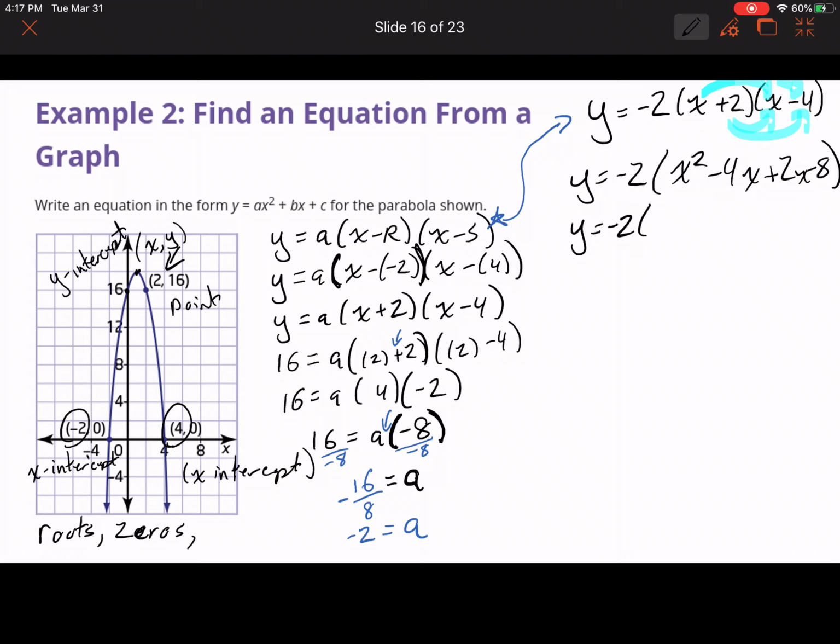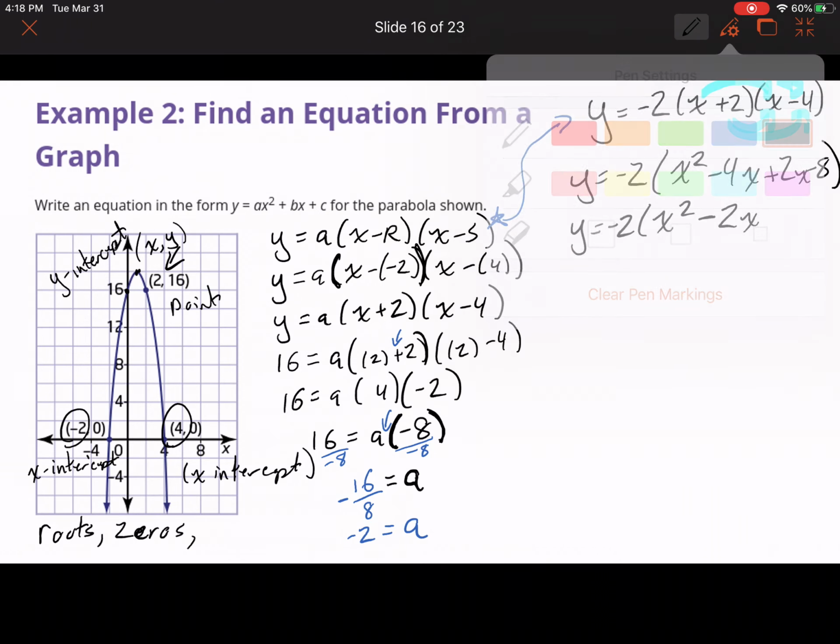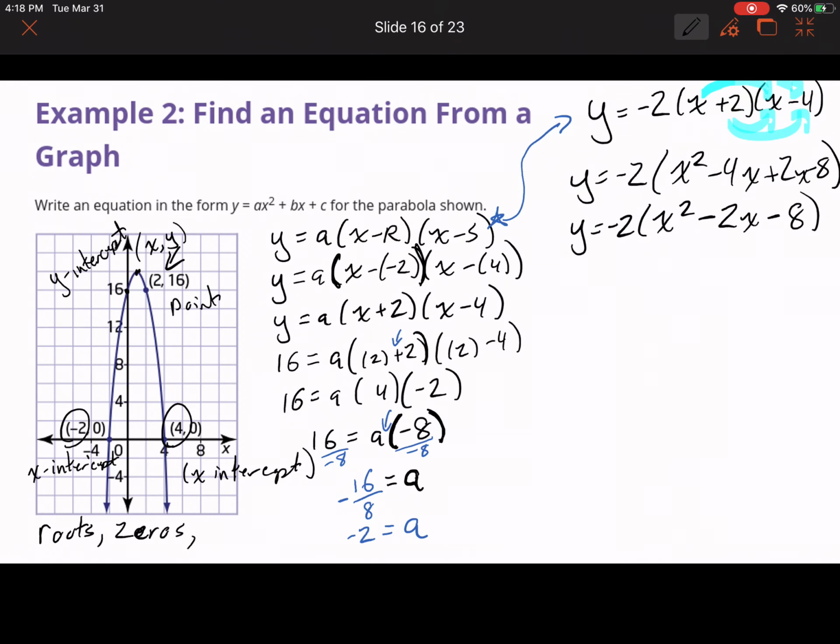First, I want to simplify what's inside the brackets by putting that -4 and the plus 2 together, since they both have an x term. So I end up with minus 2x, minus 8. Now I'm going to bring in my -2, and I'm going to expand it, bringing it into every term.